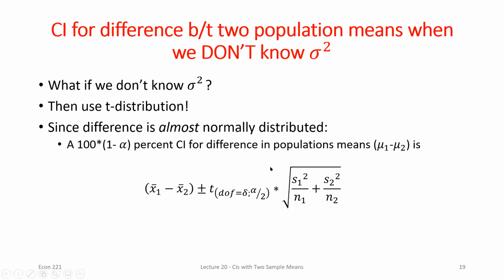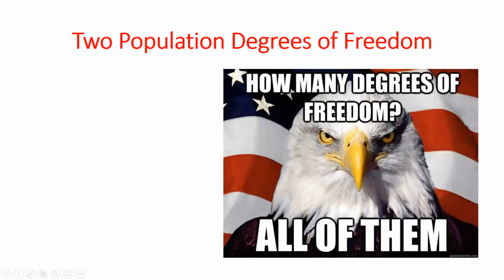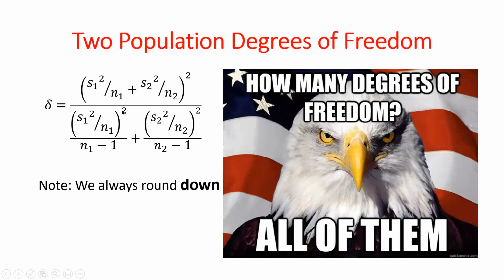So remember, this guy here represented the standard deviation for the difference in our sample means. Each one of these represented the variance of each population's sample mean. So what we're going to do is use those variances and come up with some kind of weighted average of the two. So our degrees of freedom, for now it's called delta. So how many degrees of freedom? It's going to look something like this, right?